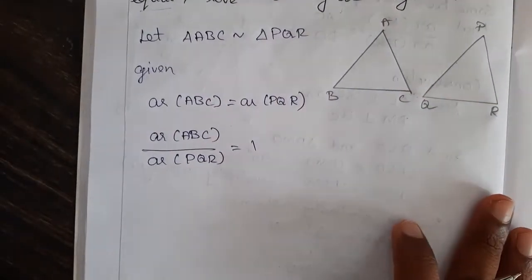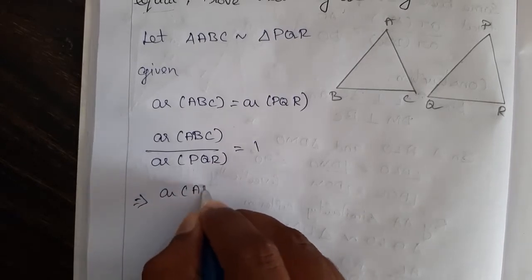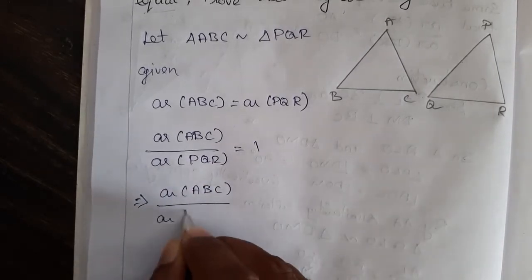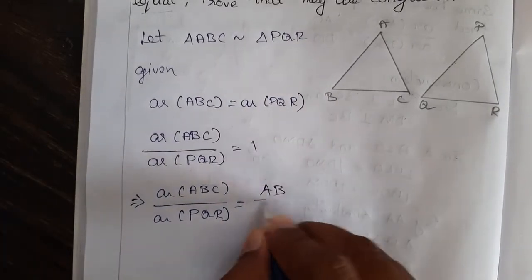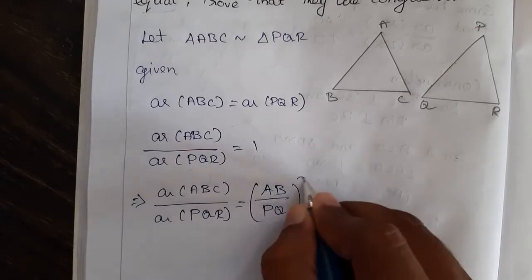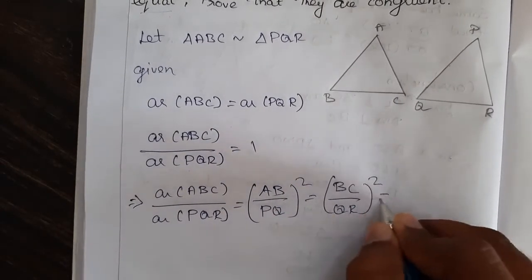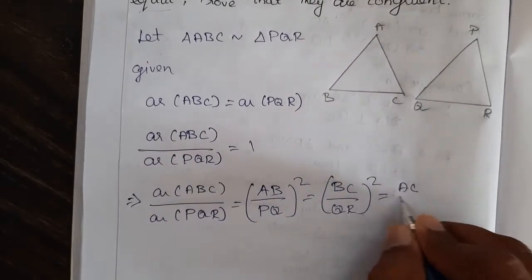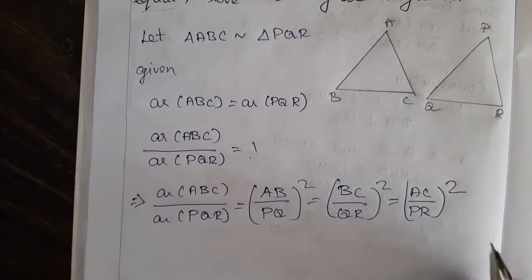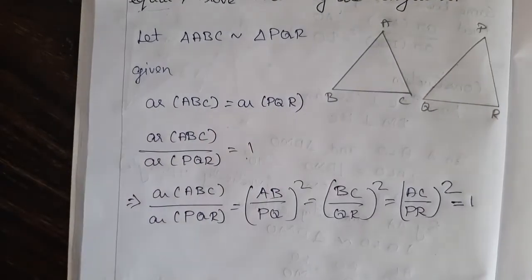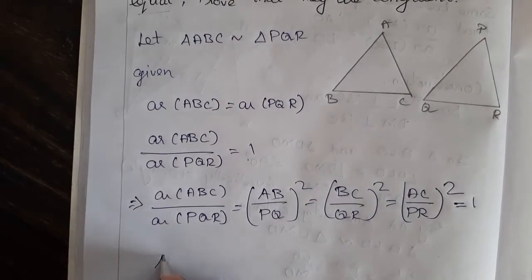So now normally we know that the area of triangle ABC by area of triangle PQR, by the formula, is AB by PQ the whole square, is equal to BC by QR the whole square, is equal to AC by PR the whole square, right? Here we know that it is equal to 1. So we can say each of these is also equal to 1, right? So for each and every term it is equal to 1.